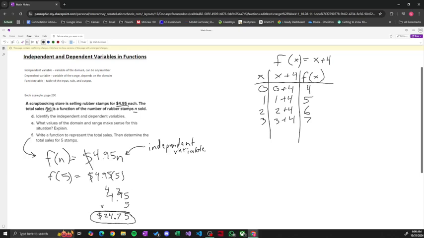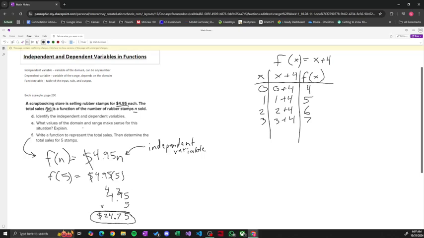It's going to be n, the number of rubber stamps sold, and that number is only going to be able to be a whole number. So 0, 1, 2, 3, 4, right? We're not going to be able to use decimals to represent the stamps because the stamps are only going to be whole numbers. They're only going to sell whole stamps. They're not going to sell parts of stamps.